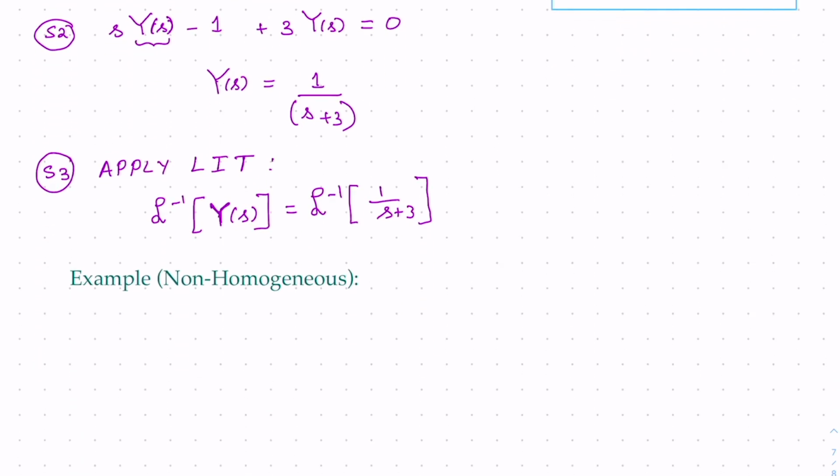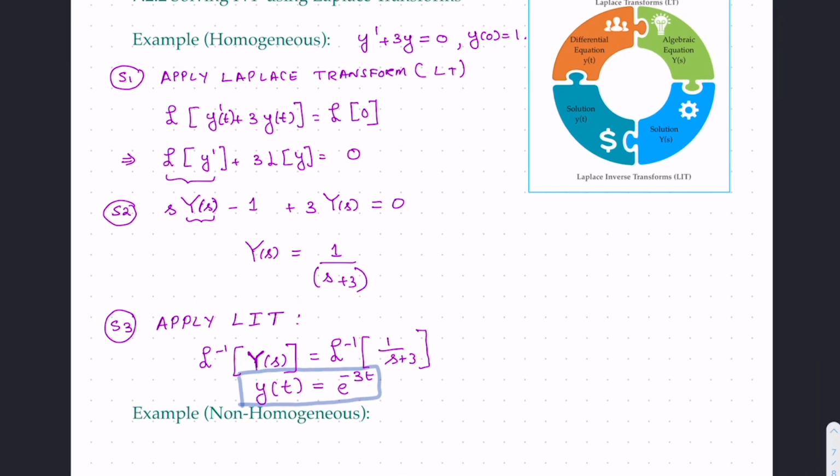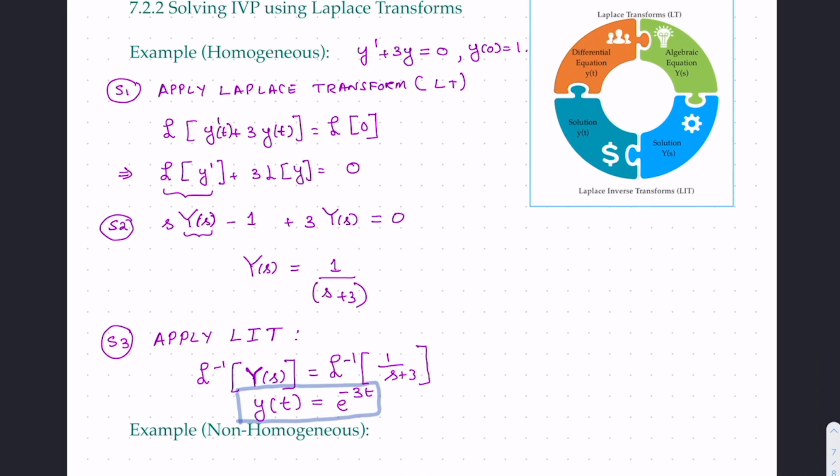As you know, the Laplace inverse of capital Y of s would be a small y of t. The Laplace inverse of 1 over s plus 3, by the formula, is going to be e to the negative 3t. So the solution here, ladies and gentlemen, to the given initial value problem is y of t is equal to e to the negative 3t. Again, this is a very simple problem. The idea is how do we apply the Laplace transform in here.